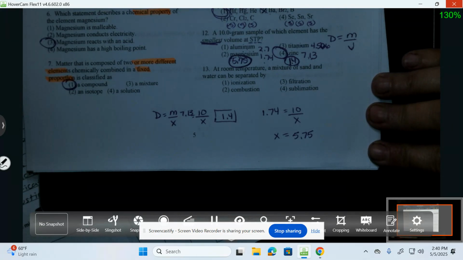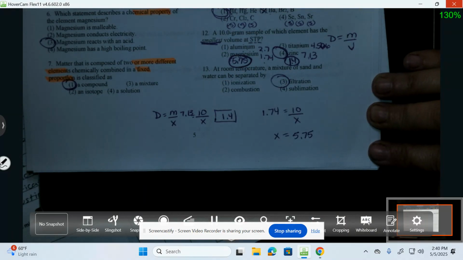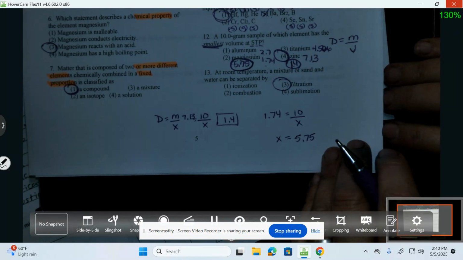All right. At room temperature, a mixture of sand and water can be separated by... How can I separate sand and water? Filtration. The sand is not going to dissolve. And the water is going to go right through the filter. That's filtration.